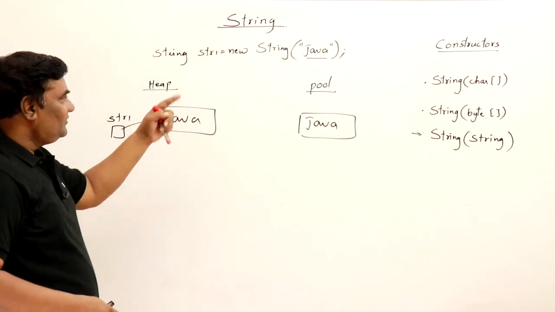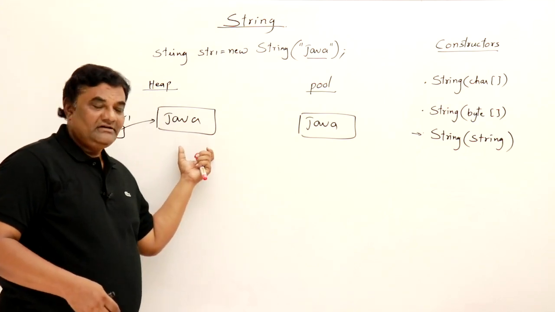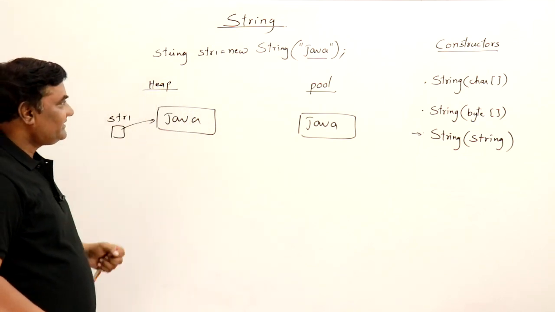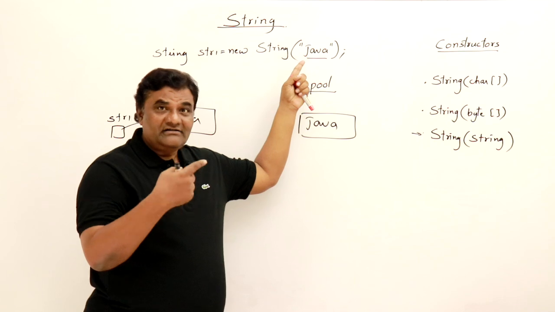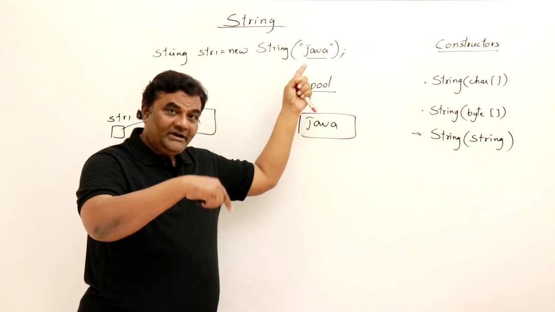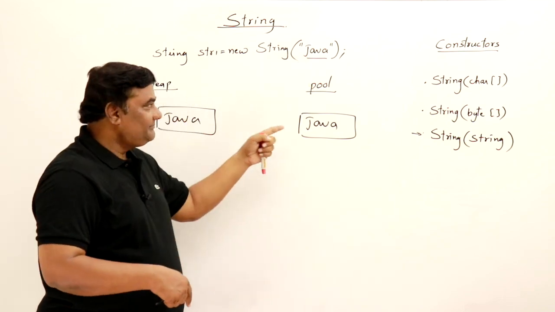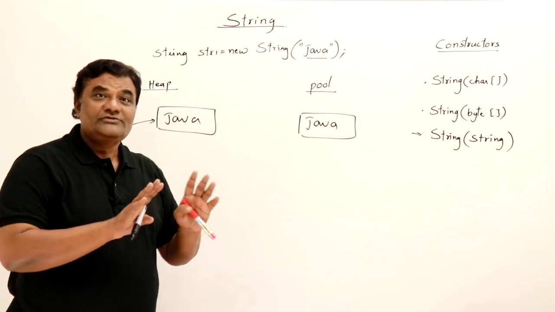So whenever you say new, an object will be created in heap. And this is a reference referring to that object. And here we are mentioning a literal. So this will also occupy memory space, and this will occupy space in pool. For that there is no reference.